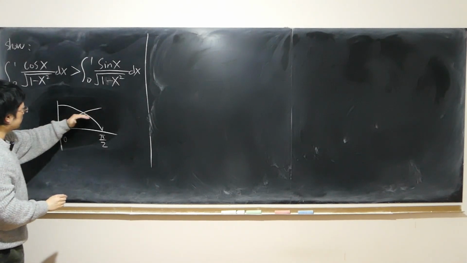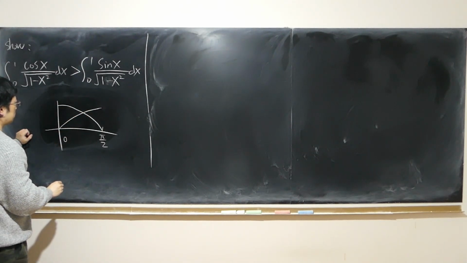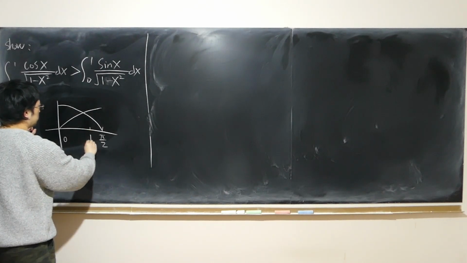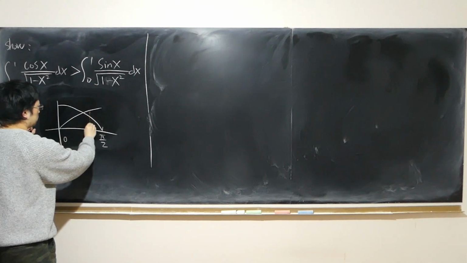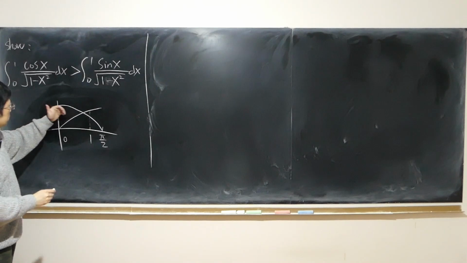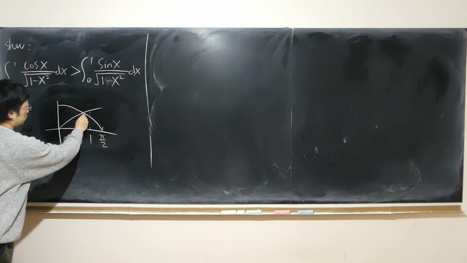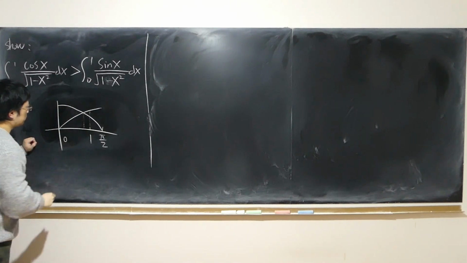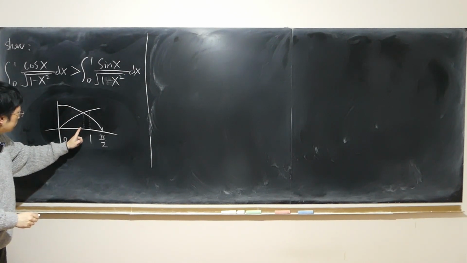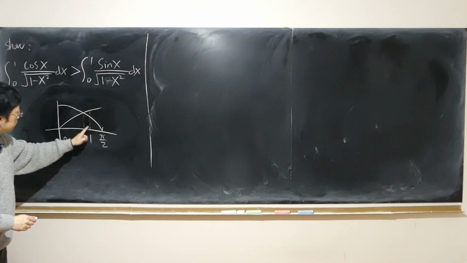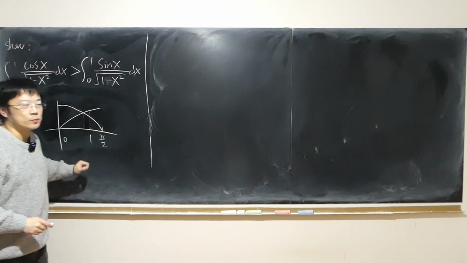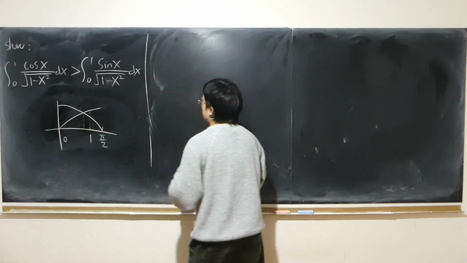One is increasing, the other is decreasing. Perhaps let's say 1 is somewhere here. We're comparing which one is bigger. From 0 to their intersection, it looks like cosine is bigger. But from this point up to 1, sine somehow is bigger. So we cannot tell definitively which one is bigger, so that way it cannot work.